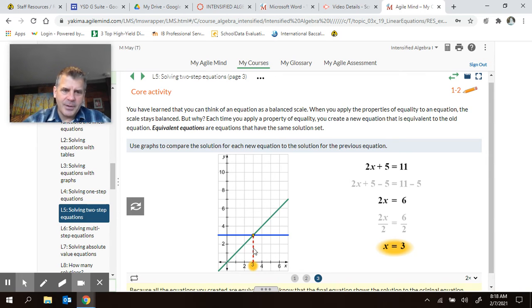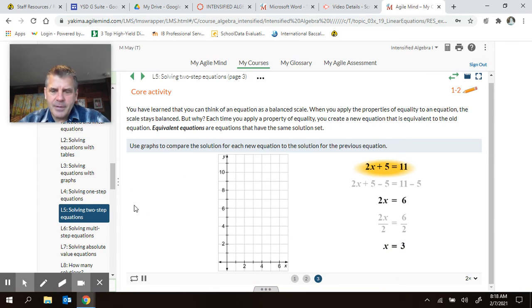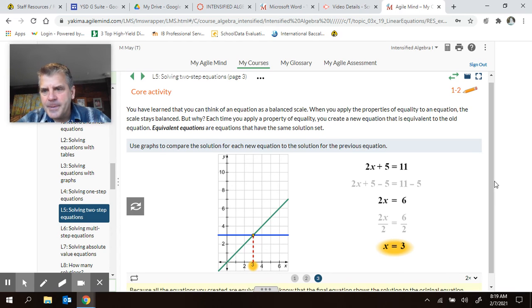And the graph, so look at that again. Them showing the graph confirms that we always get this solution of 3, looking at where those 2 lines cross. 2 lines are created each time. Remember that from your graphing processes.